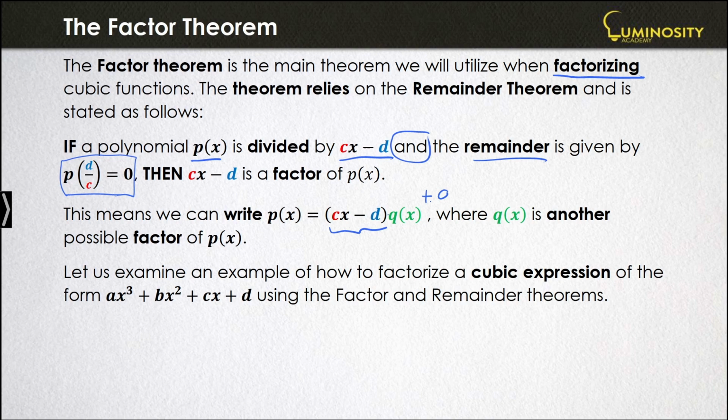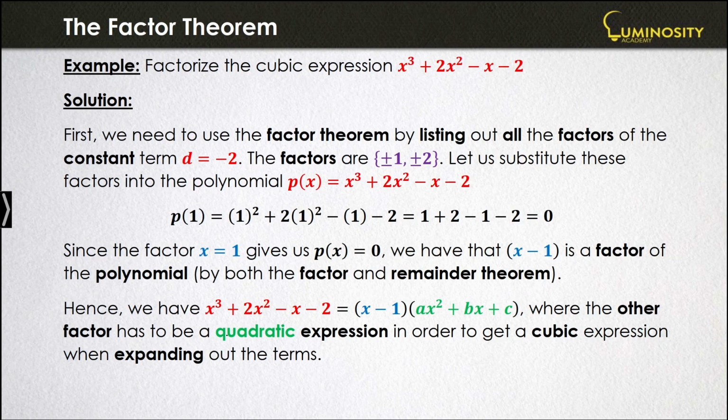Okay, so let us examine an example of how to factorize a cubic expression of this form using the factor and remainder theorems. Let's factorize the cubic expression x cubed plus 2x squared minus x minus 2. First we use the factor theorem by listing all the possible factors of the constant term, which here is d equals minus 2. So all the factors are plus 1, minus 1, plus 2, and minus 2. These are all the numbers that can divide into negative 2. So there's 4 of them.